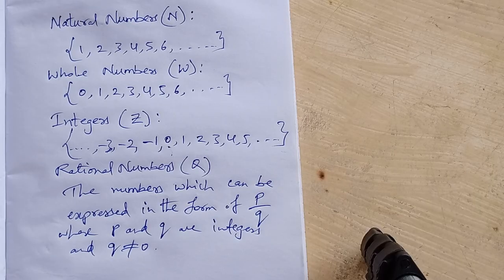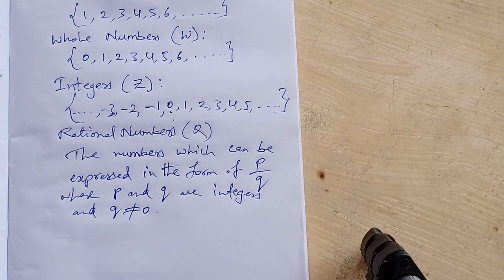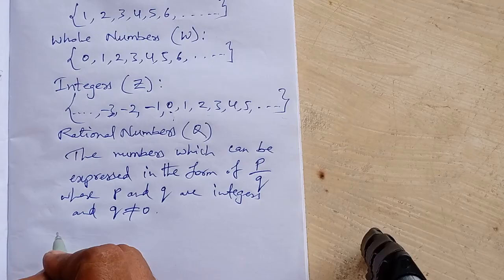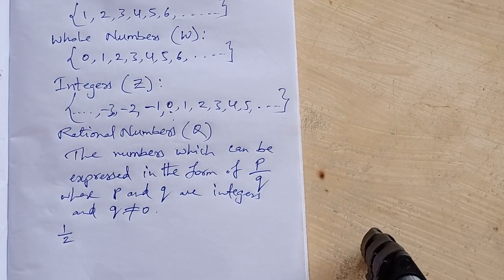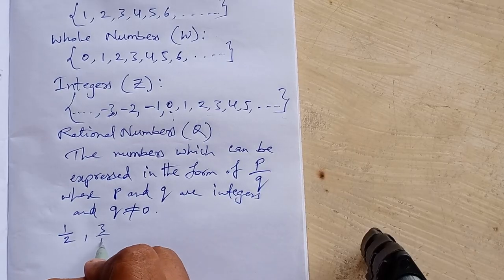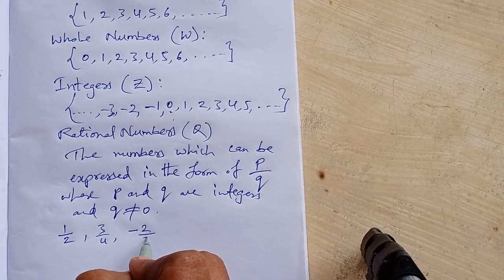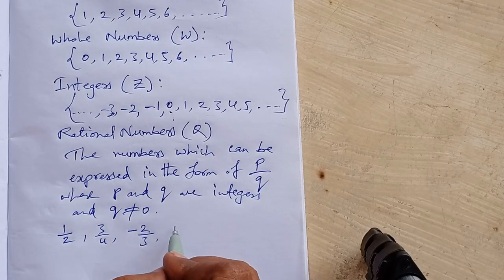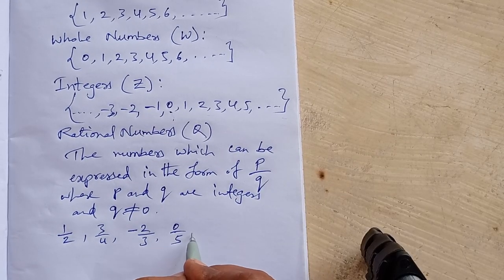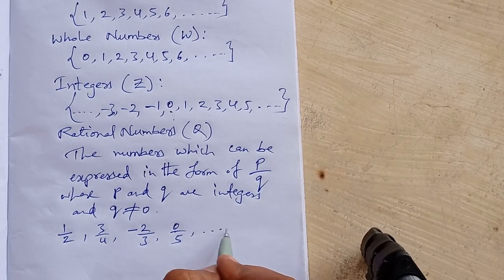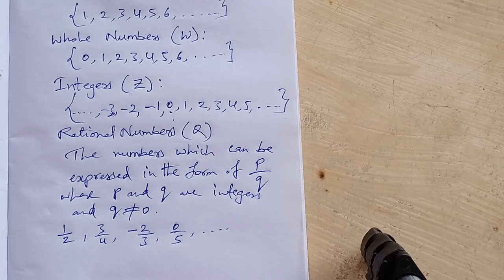The numbers which are expressed in the form of p by q, that means numbers like fractions, for example 1 by 2, or 3 by 4, or minus 2 by 3, or 0 by 5. These types of numbers are called rational numbers. In the coming classes you will be getting more information about rational numbers.